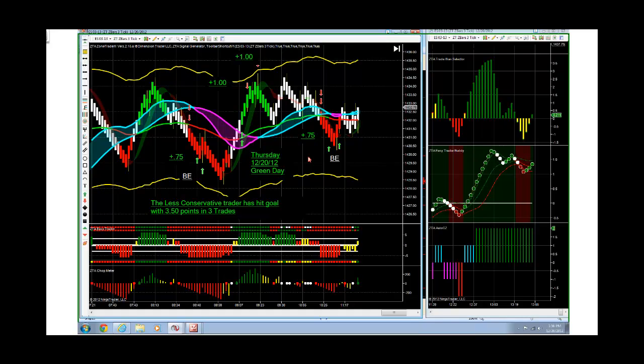And you can see that the less conservative trader hit his goal with 3.5 points today in 3 trades. And that's basically all we had up until 11 o'clock. The signal alert generator and the indicators that we have here are pretty simple. This top indicator in the top main part of the trading chart that has these 2 yellow bands and this band in the middle is a Keltner channel.